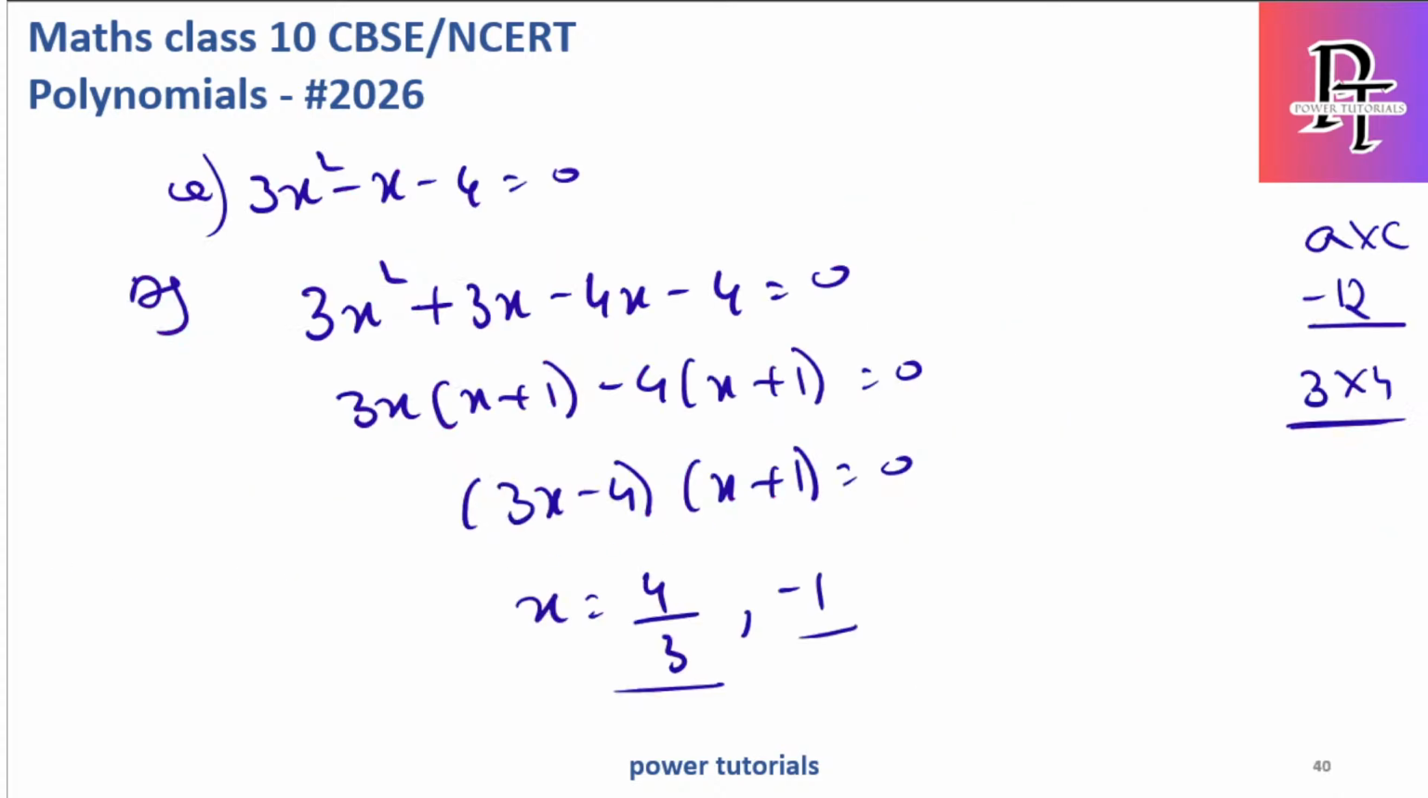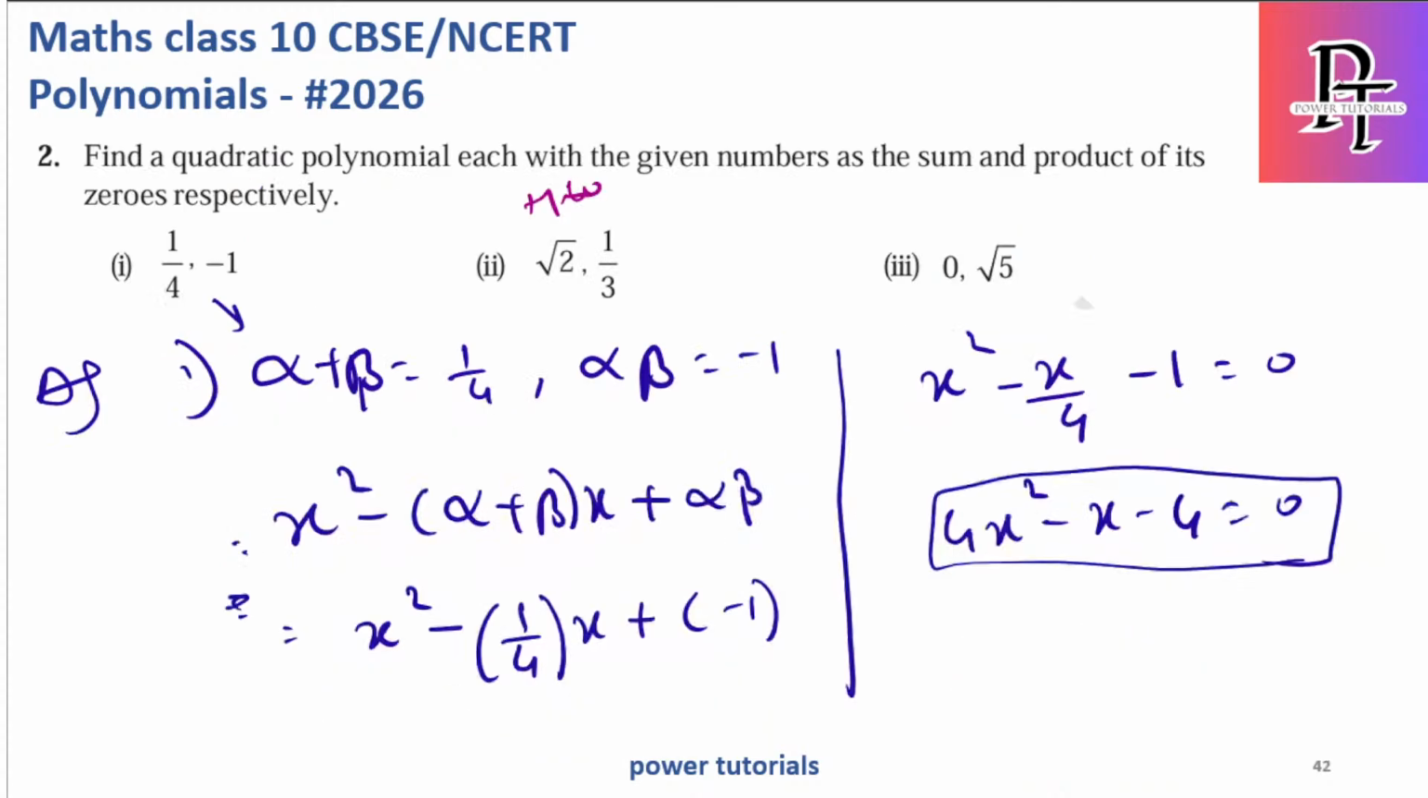Let's move to the next questions. We have done so many, all the exercise questions. Okay, here we have one more. We have to find the quadratic polynomial, each with given numbers, as a sum and product. So this is sum and this is product. Now we have to use the equation which I told you to solve this question.